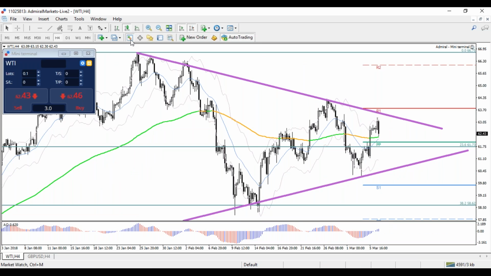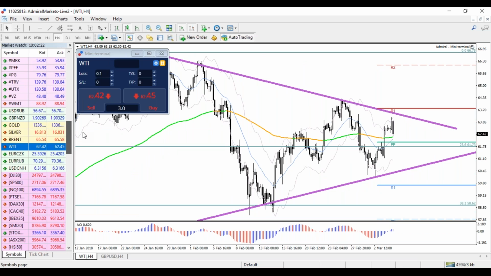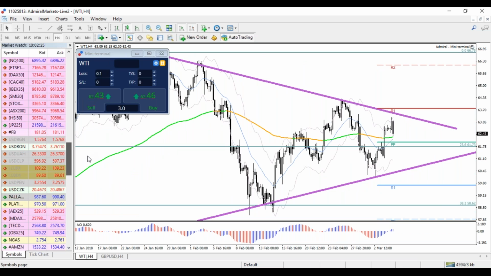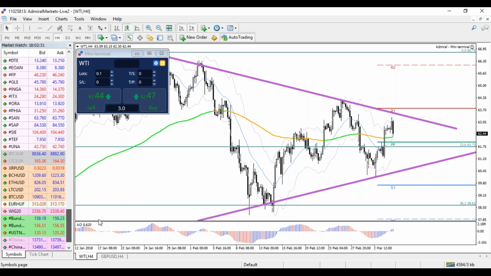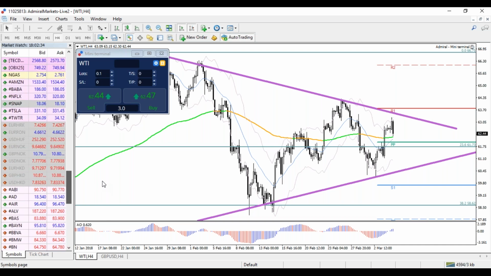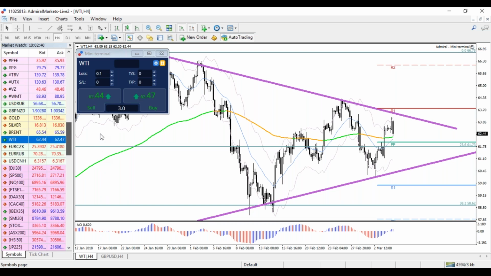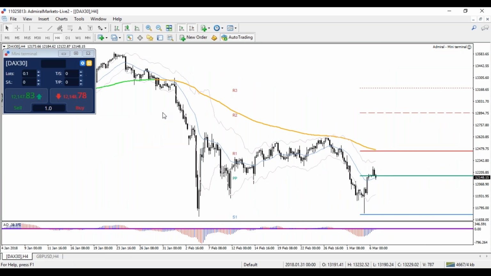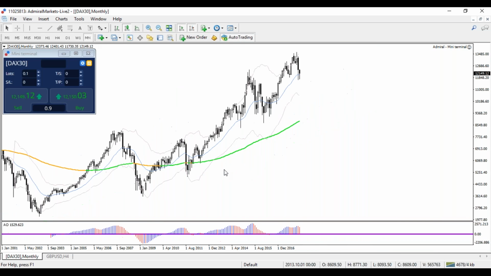Let's see. Next one. Let's take a look at DAX, maybe. Maybe some of you want to take a look at stock index. Could be good to switch the view a little bit. Let's take a look at DAX. Here we go. There we go. All right, so grand uptrend. It does look like 5 waves could be completed.